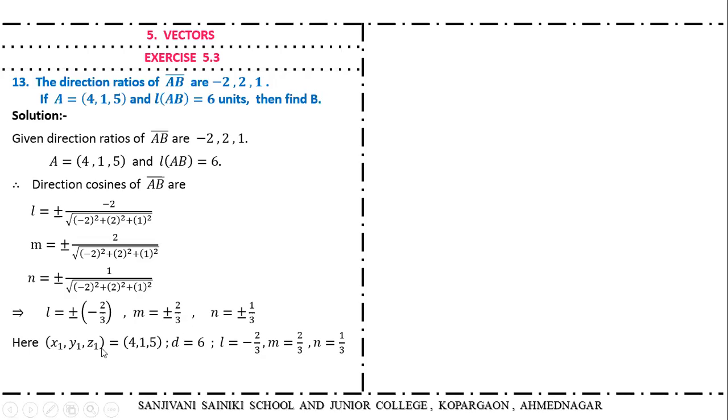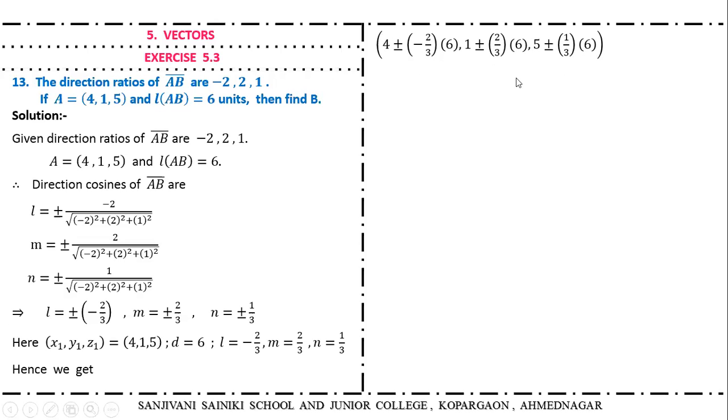Here x1, y1, z1, the first point, is given to be (4, 1, 5), and the distance is 6. L is equal to minus 2 upon 3, M is equal to 2 upon 3, and N is equal to 1 upon 3. Hence, we get the point (4 plus minus 2 upon 3 times 6, 1 plus minus 2 by 3 times 6, 5 plus minus 1 by 3 times 6).